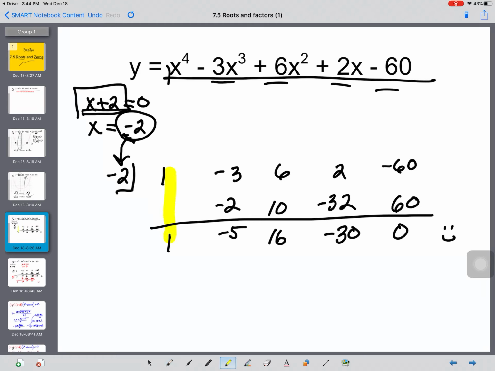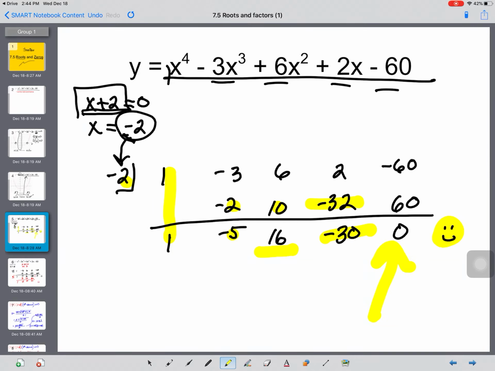So bring down the 1, times negative 2 is negative 2, add those together, negative 5. Negative 5 times negative 2, positive 10, add them up, 16. 16 times negative 2, negative 32, add them up, negative 30. Negative 30 times negative 2, 60, and sure enough, smiley face here at the end, I got a remainder of 0.